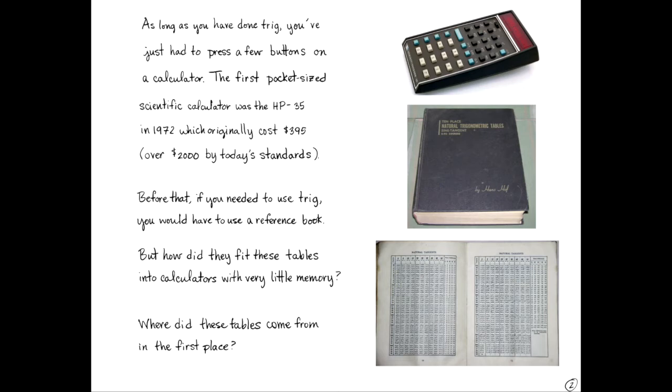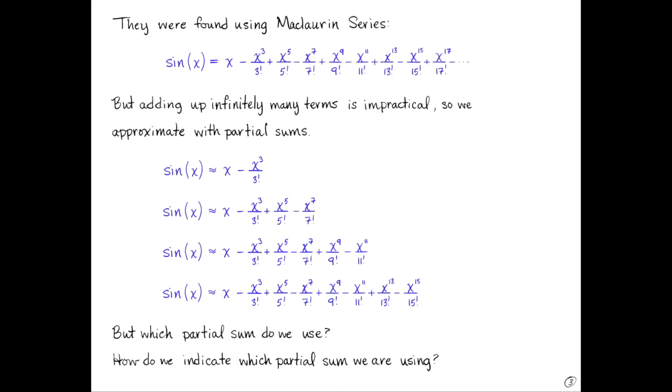But there's no way that everything inside of this huge book could fit inside the memory of an antiquated calculator. Even our calculators today don't contain the full contents of one of these books. So how do they do it? And where did they get these tables from in the first place? They were all found using Maclaurin series.